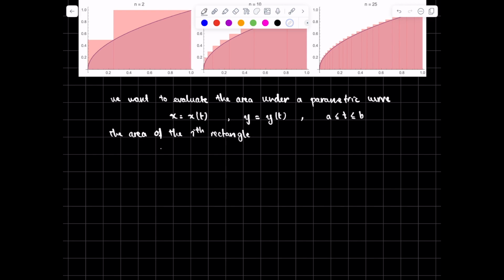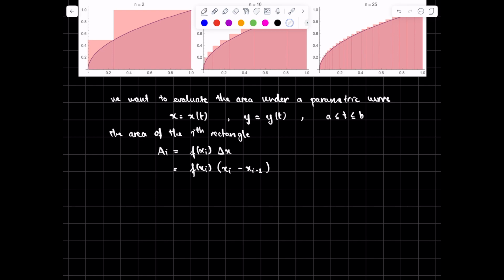So a sub i is equal to f of x sub i times delta x. Again, remember in this case we want to say that delta x is equal width. So now what I want to do is rewrite delta x as the difference of two values of x. So this is equal to f of x sub i times x sub i minus x sub i minus 1. Right. Now again, we want to involve t in this calculation.